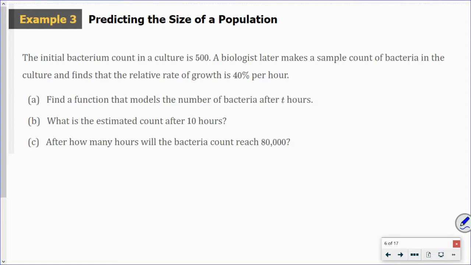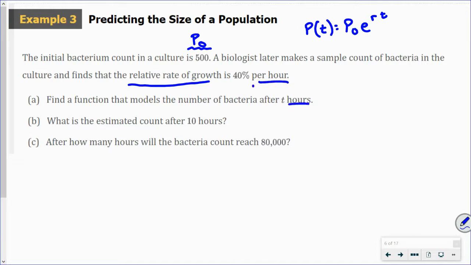The initial bacterium count in a culture is 500. Okay, so that's P naught. A biologist later makes a sample count of the bacteria in the culture and finds the relative, okay, that's a key word, rate of growth is 40% per hour. So we're going to use our relative growth, which is P naught e to the rt. Find a function that models the number of bacteria after t hours. Okay, and again, we're in hours. This is per hour. This is hours. Everything's going to be in hours.